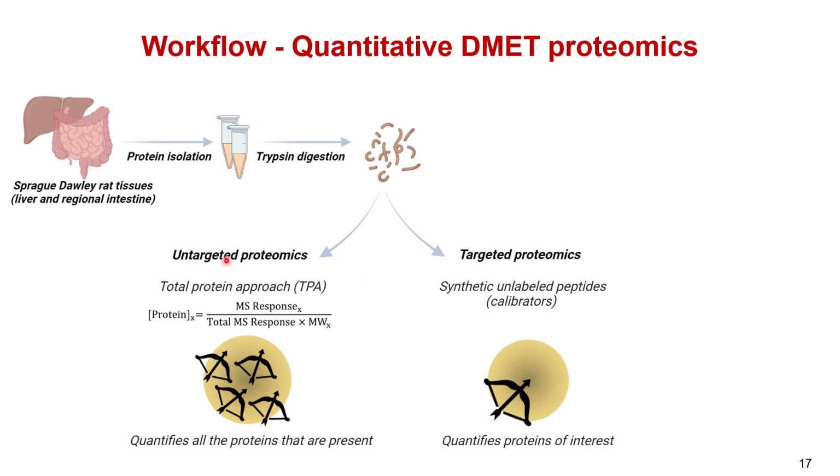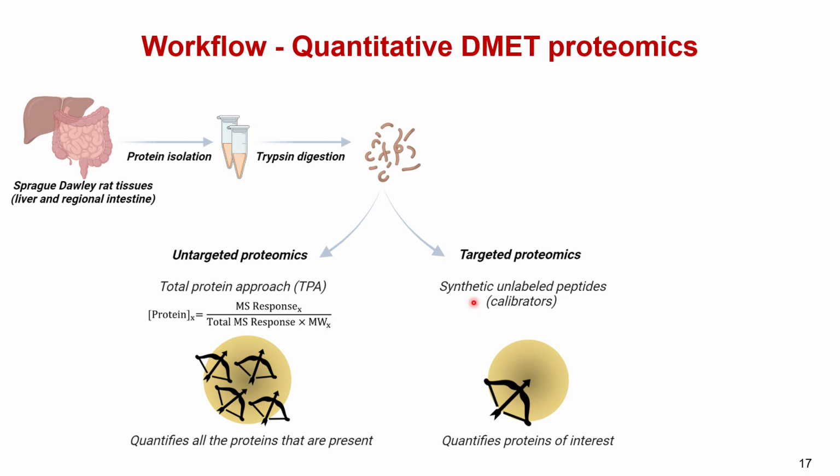As the name suggests, untargeted proteomics refers to the quantification of all the proteins that are present in a given sample, and it uses a total protein approach where the protein abundance is calculated as a ratio of the MS response of that particular protein to the sum of the MS1 spectral intensities of all peptides matching the sequence of protein X. And targeted proteomics requires synthetic unlabeled peptides as calibrators, and it can only quantify the proteins of interest.